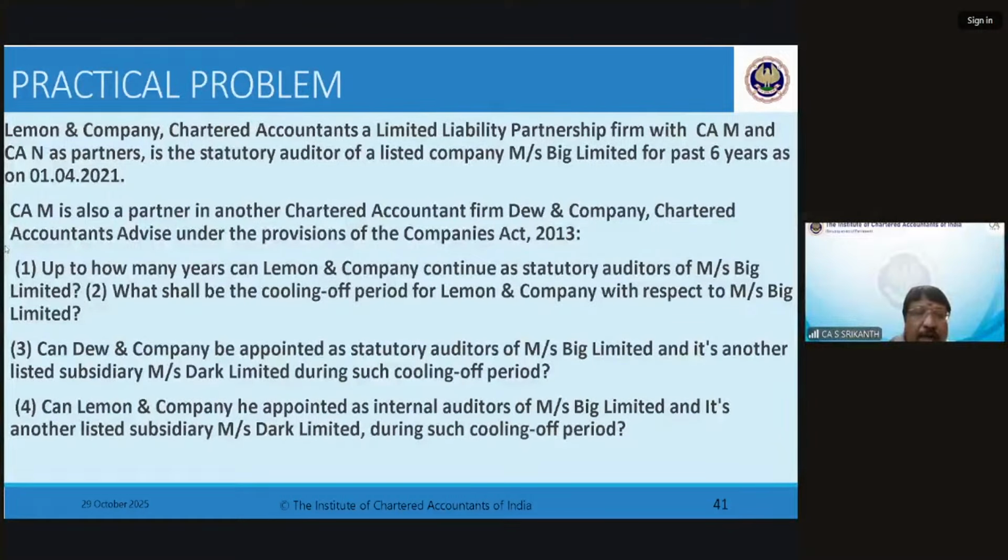Indirectly includes services rendered through relatives. But common partners are there, no problem. Again, I'm telling you, boss, for Dark Limited, nothing applies. And for Big Limited also, please understand, your firm should be the statutory auditor. Only then will 144 even apply to the situation. Why can't we wrap our mind around this simple point? Unless Lemon and Company is the statutory auditor, 144 will not apply, boss. Indirect, direct, and so on. I'm surprised that you are not able to understand this simple point.